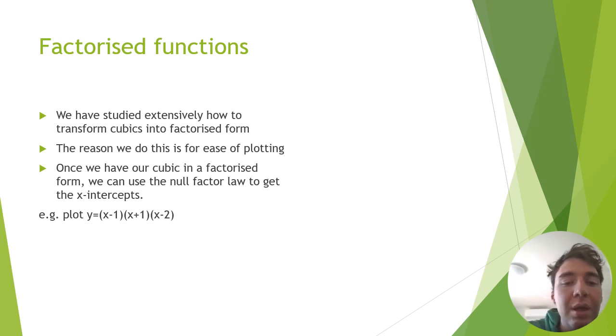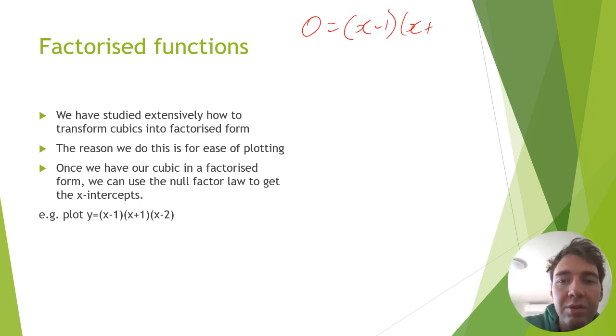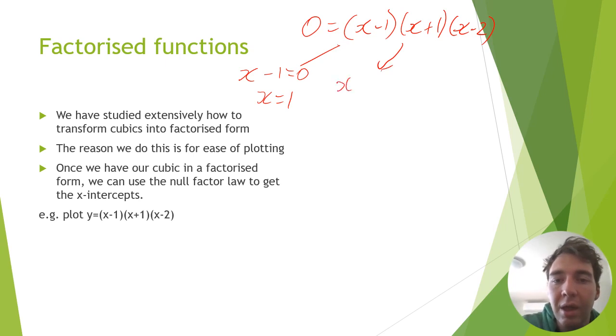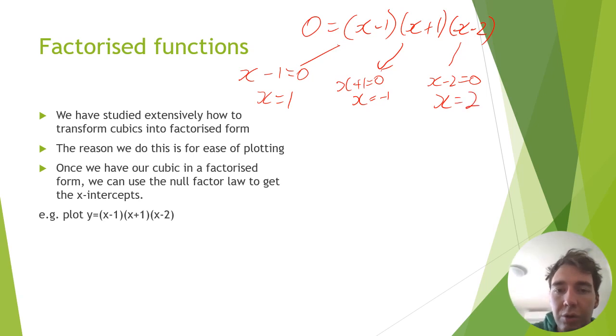So I've got y equals x minus 1 times x plus 1 times x minus 2. What we're going to do is set that equal to 0. So we're going to say 0 equals x minus 1, x plus 1, x minus 2. And then we're going to use our null factor law. x minus 1 equals 0, so x has got to be 1. This one here gives us x plus 1 equals 0, so x has got to be negative 1. And this one here gives us x minus 2 is 0, so x has got to be positive 2.